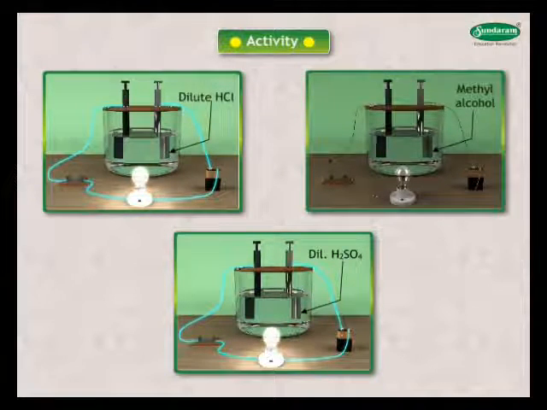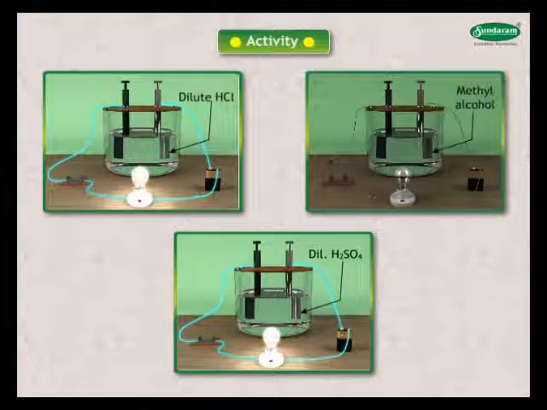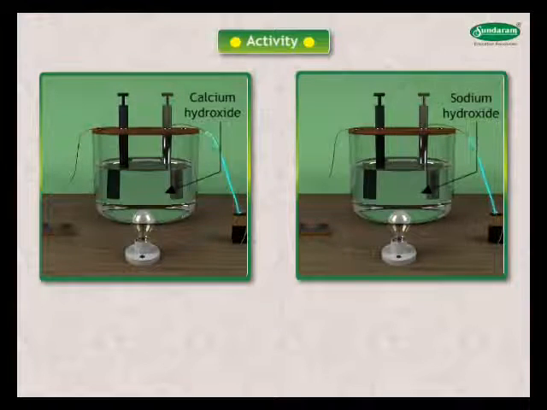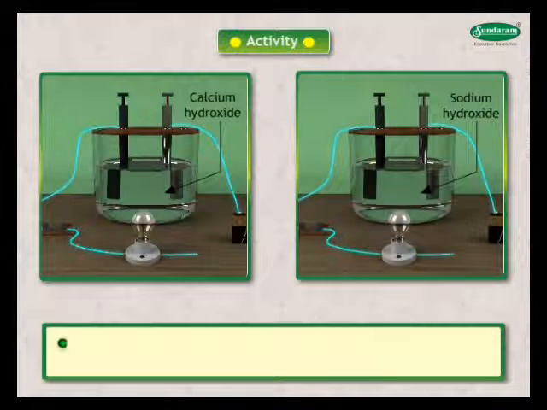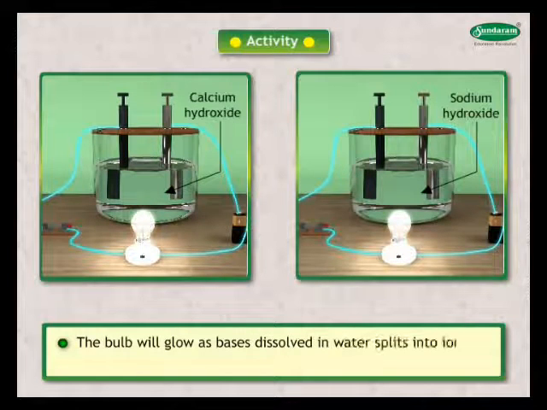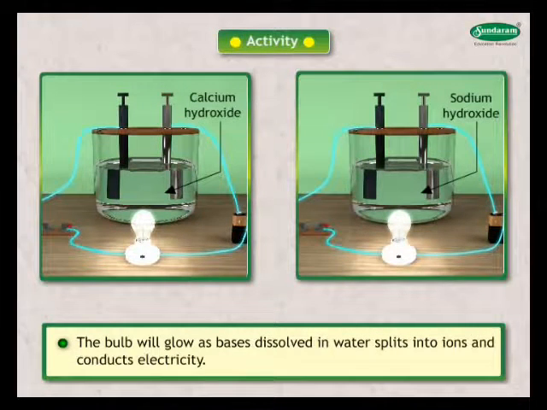The bulb glows in HCl and H2SO4 but does not glow in methyl alcohol. Glowing of the bulb indicated flow of electric current through the solution. Bulb will not glow in case of glucose and methyl alcohol because the electric current is carried through the solutions in the form of ions. You can now repeat activity using calcium hydroxide, sodium hydroxide, etc. What will be your conclusion from the result of the experiment? The bulb will glow as bases dissolved in water splits into ions and conducts electricity.